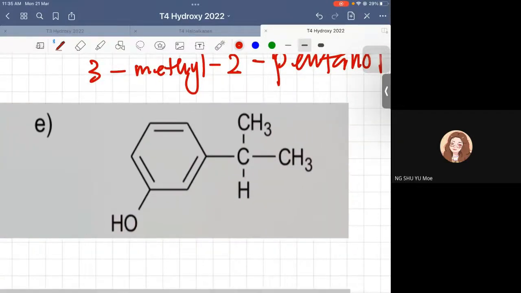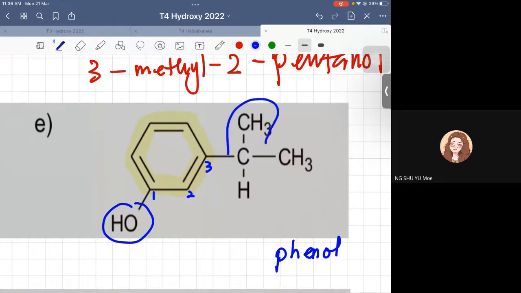Okay, what about this one? The parent will be the longest carbon chain and then the one that is bonded to the hydroxyl group. So we choose benzene ring. So when benzene ring becomes parent, so it is benzene lah. Lepas tu ada OH attached to the benzene. So automatic it will be phenol. Okay, so phenol, this is carbon number 1, number 2, number 3. So number 3 has substituent. What is the name of this substituent? It is 3 carbon, so it is propyl.